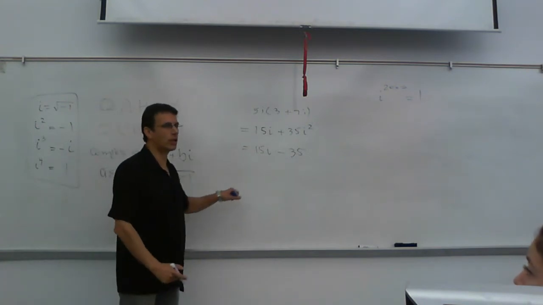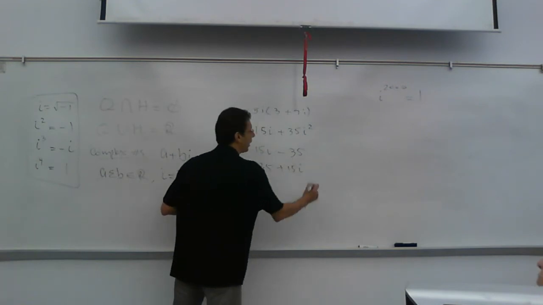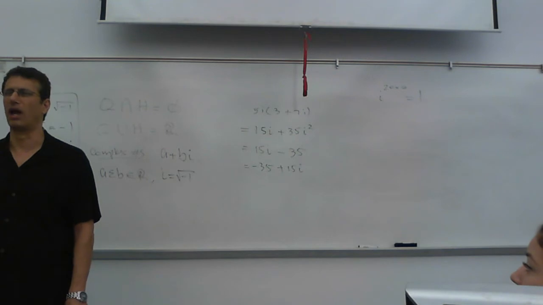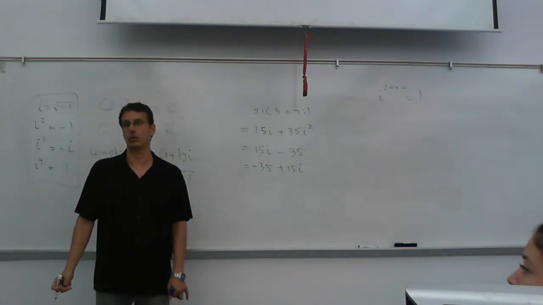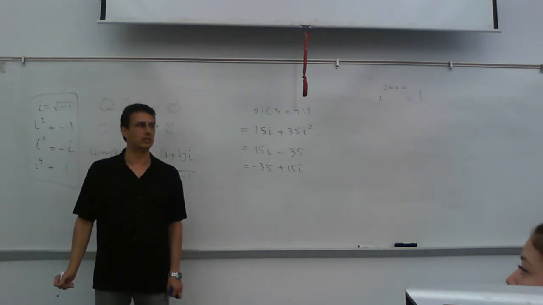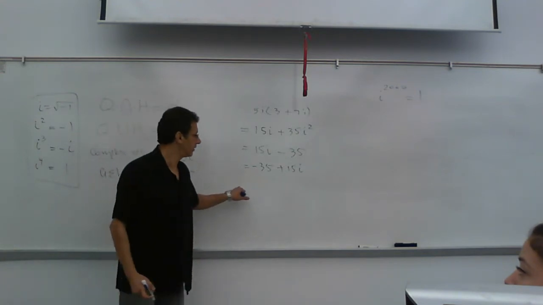So, of course, I'm going to rewrite this as negative 35 plus 15i, because I want to know what's a and what's b. I mean, you don't have to change it if you know what's a and b. If it's going to be confusing, you don't want to take a chance. So a is negative 35 and b is 15. Now, if this is a, right?